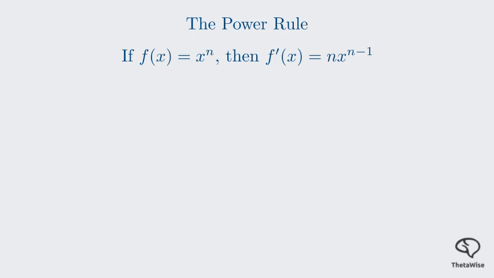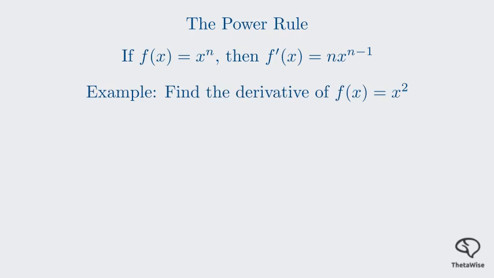Let's try it with a classic example. Suppose we have the function f of x equals x squared. In this case, our exponent n is 2. To find the derivative f prime of x, we bring the 2 to the front and then subtract 1 from the exponent.